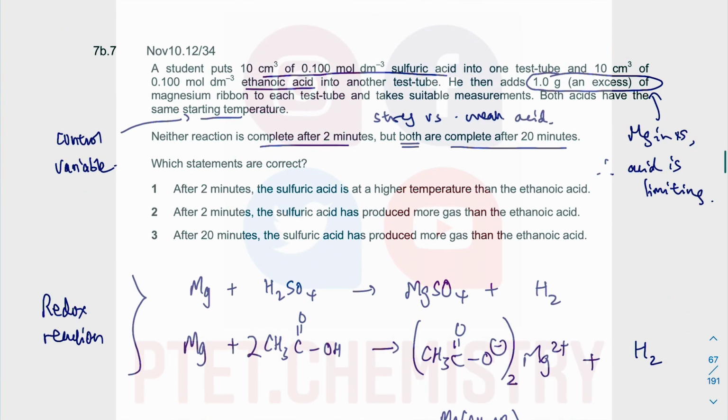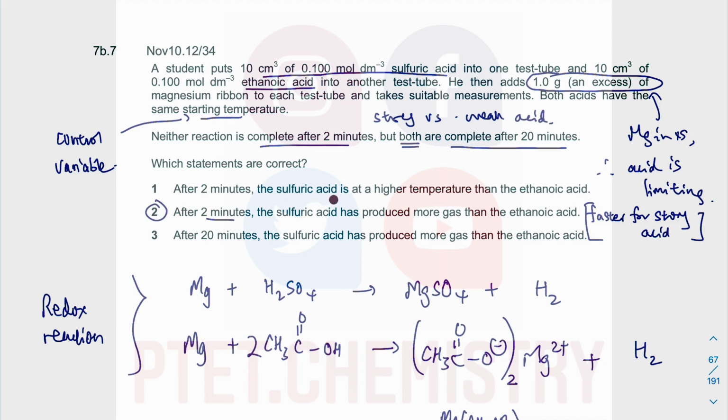Alright? But I also know strong acid versus weak acid. So the strong acid will have produced more gas because it is about faster reaction. This is about faster for the strong acid, which does not partially dissociate but fully dissociate into H+, so you will get a faster rate. After 2 minutes, neither reaction is complete, so 2 is correct.